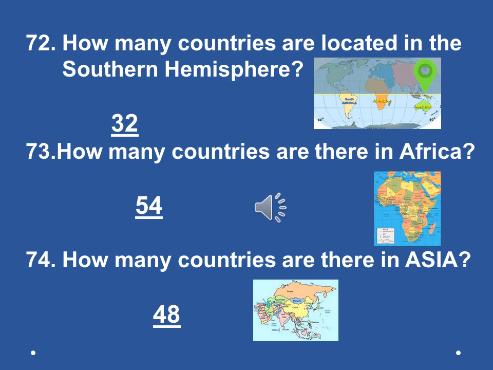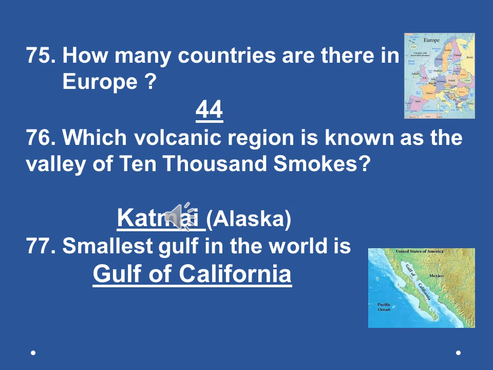How many countries are there in Africa? 54. How many countries are there in Asia? 48. How many countries are there in Europe? 44. Which volcanic region is known as the Valley of 10,000 Smokes? Katmai, Alaska.